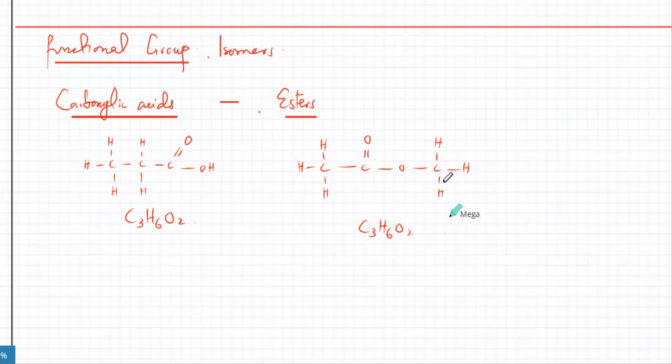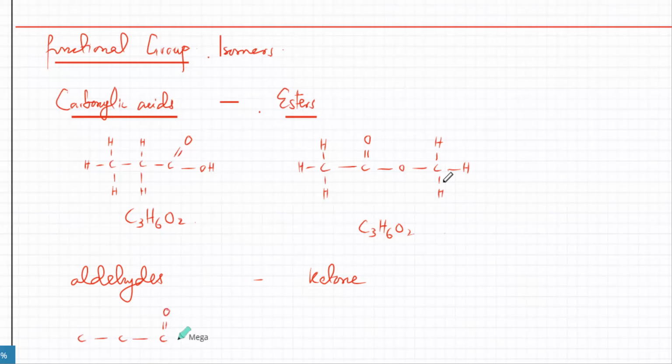And there are many versions of this. You can have carboxylic acids and esters. You can also have aldehydes and ketones. They can be isomers of each other. If you've got an aldehyde and a ketone: aldehydes were where the double bond is right at the end, and a ketone was where the double bond is in the middle. Both of them have exactly the same formula.